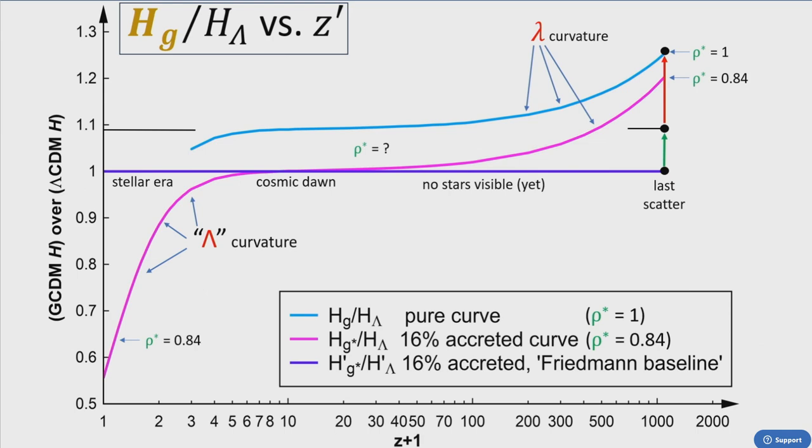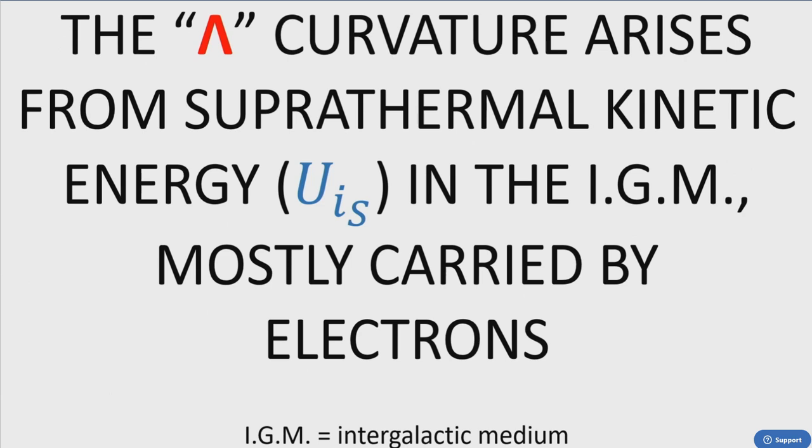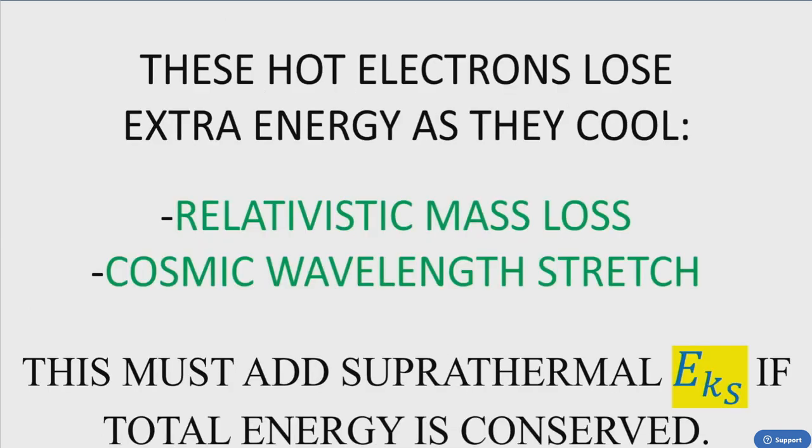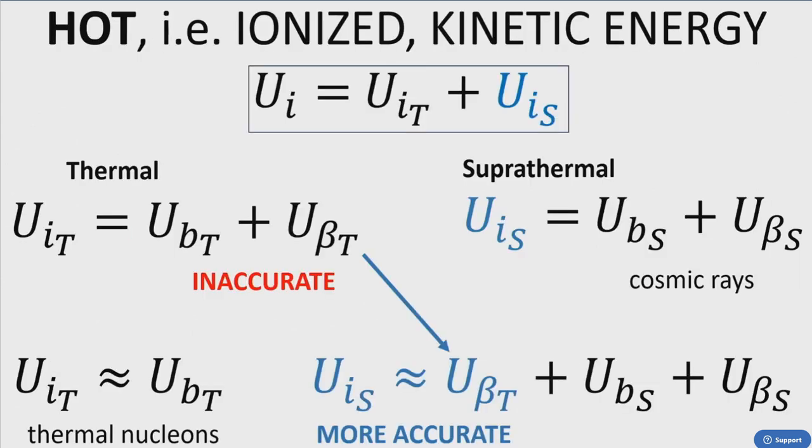Okay? So that dark energy curvature arises from suprathermal kinetic energy in the intergalactic medium, which is mostly carried by electrons. These free electrons store more energy than gases do. They get real hot, they store energy as relativistic mass, and when they cool, that relativistic mass loss, E equals mc squared, well, that's a tremendous amount of repulsive entropic force and radiokinetic energy. Okay? I'm going to get picky, it's momentum loss.